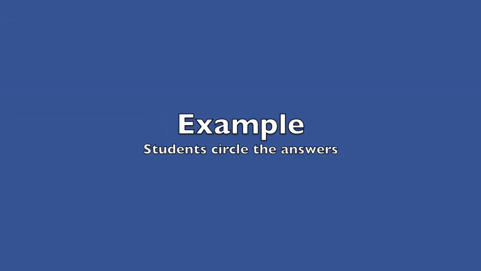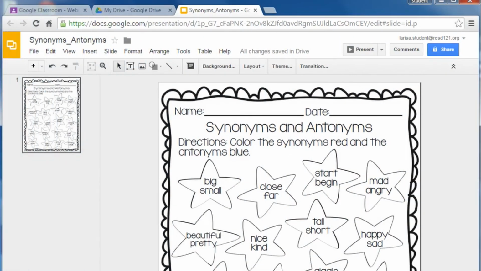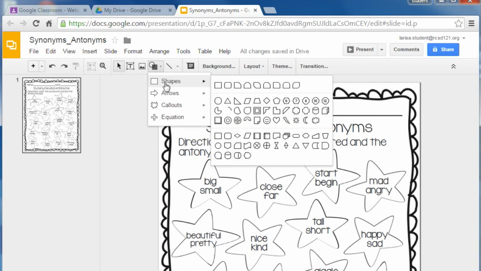One more example. So here's another example of a PDF made into a slide. And in this one, it has them color. So we could have them draw a circle around the synonyms in red and around the antonyms in blue. Big and small, those are the antonyms. So it looks like I need a blue circle. So we need to go to shapes. We need to get a circle.